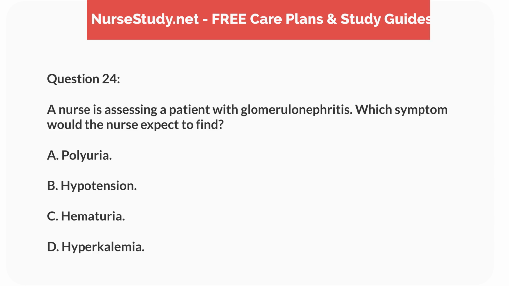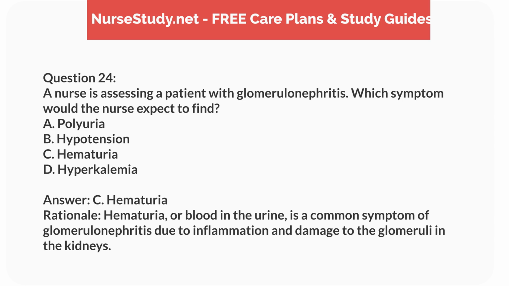Question 24. A nurse is assessing a patient with glomerulonephritis. Which symptom would the nurse expect to find? A. Polyuria. B. Hypotension. C. Hematuria. D. Hyperkalemia. Answer: C. Hematuria. Rationale: hematuria, or blood in the urine, is a common symptom of glomerulonephritis due to inflammation and damage to the glomeruli in the kidneys.